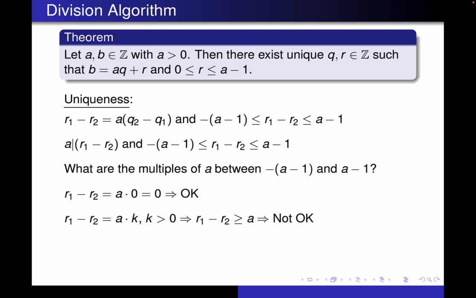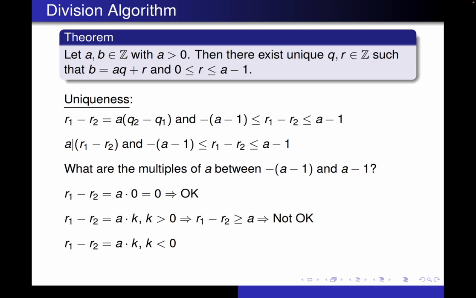But remember, what we're saying is not okay is not just that r1 minus r2 is greater than or equal to a. If you look at where that came from, it's not okay for k to be greater than 0. So k equals 0 is okay. All positive numbers k, not okay. Lots of k's in that sentence.